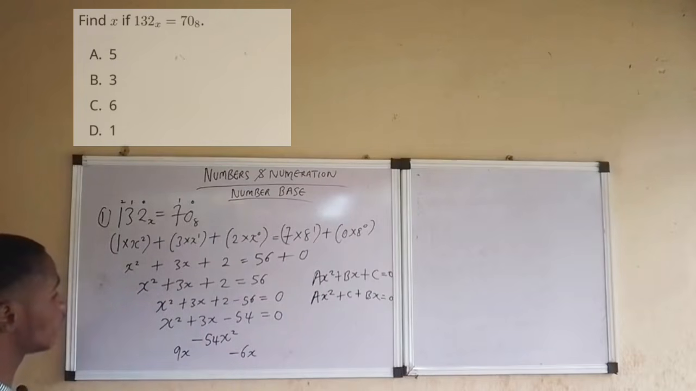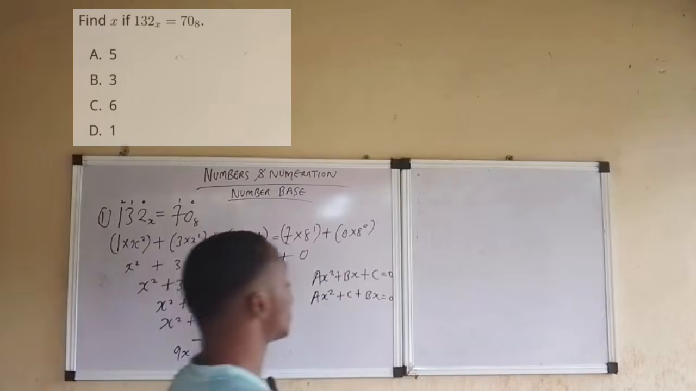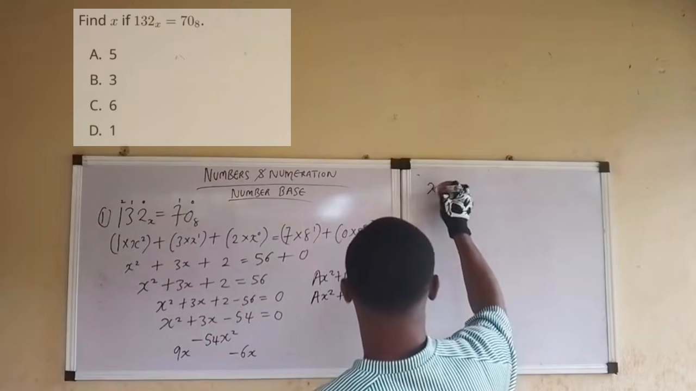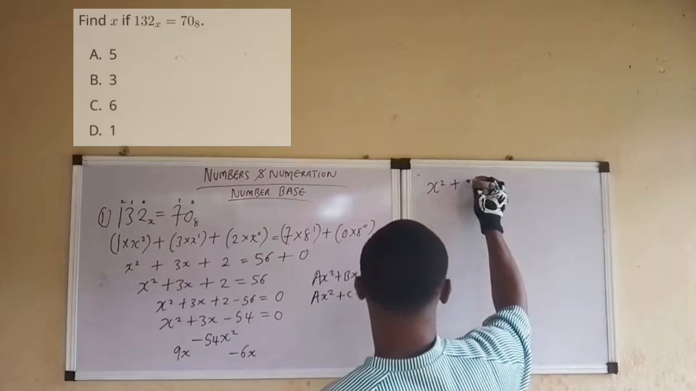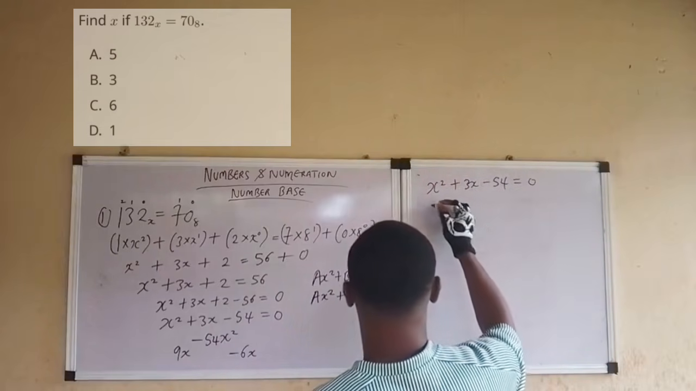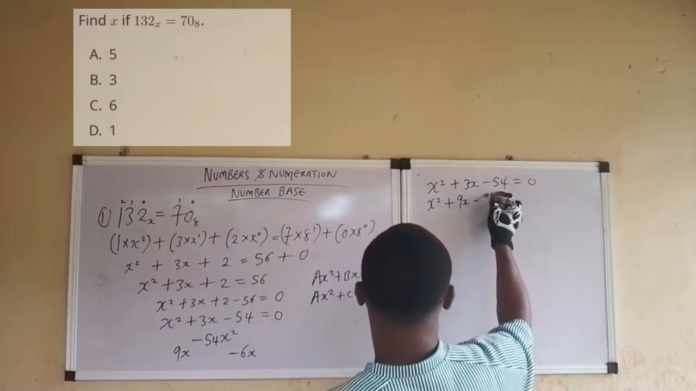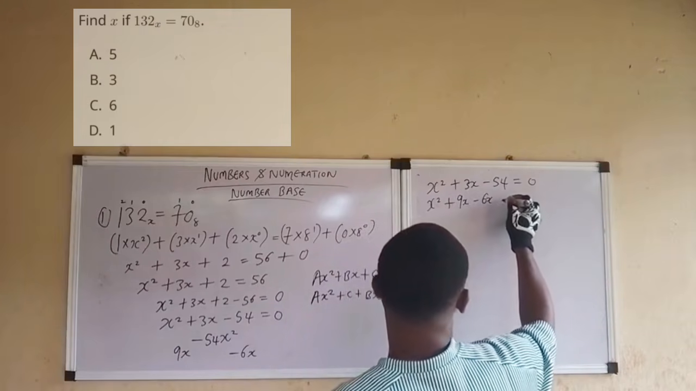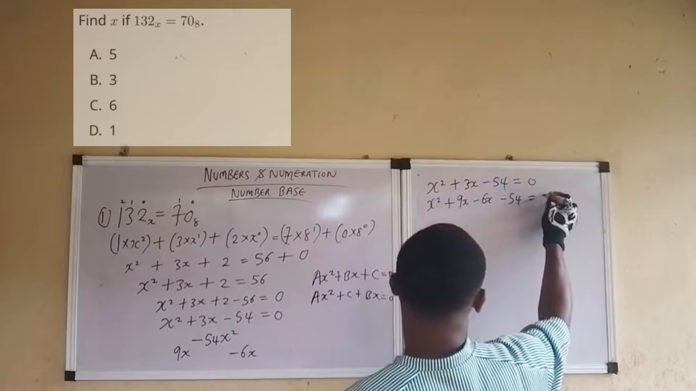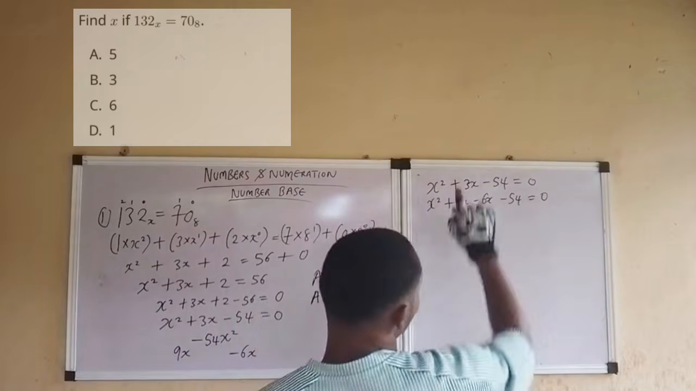What are you going to do with them? You are going to replace this 3x with these terms. So we are having x squared plus 3x minus 54 equals 0. Replace 3x with 9x and minus 6x, all right? Minus 54 equals 0. So what do you notice? 9x minus 6x still gives us 3x. So this equation is equivalent to the original.